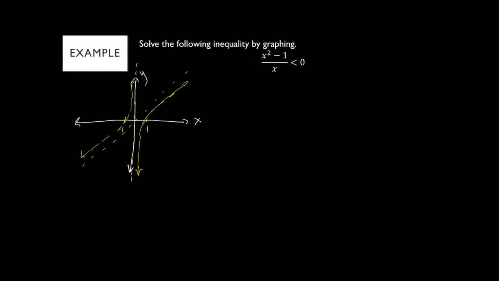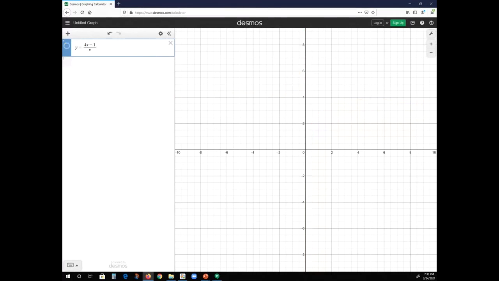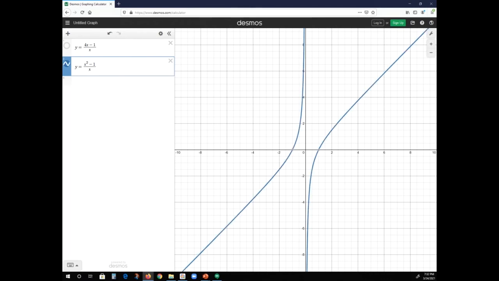So what I'm going to put in Desmos, and when you're doing this by graphing, what you are going to be putting in Desmos, again, is this left part, the rational function part. So I'm going to bring up Desmos again and just turn off this graph. y = (x² - 1) over x. Okay, so that looks roughly like what my graph looks like.